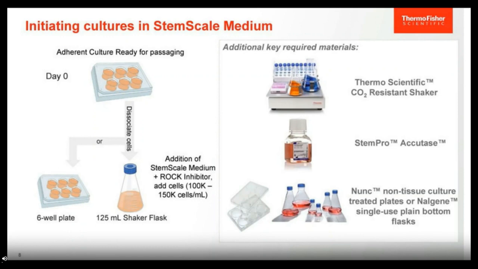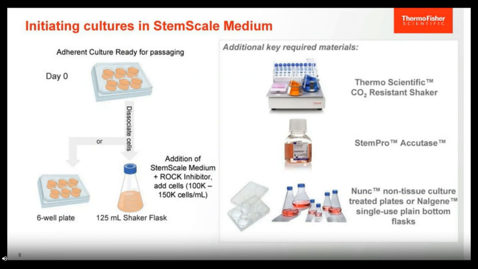So in addition to StemScale medium, there are some other components that are necessary to have as well. It's also important to have an orbital shaker platform that can be placed into a cell incubator, the StemPro Accutase passaging reagent, and the desired vessel which will be used to grow suspension cultures. So for the desired vessel, we recommend non-tissue culture treated plates if you're using well plates, or a plain bottom flask that is non-baffled if you're using some sort of shake flask. So with all these materials in place, you're ready to initiate these StemScale cultures.